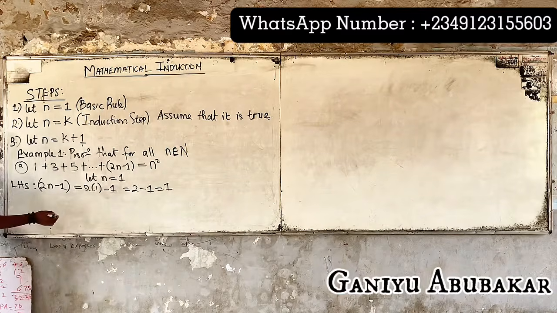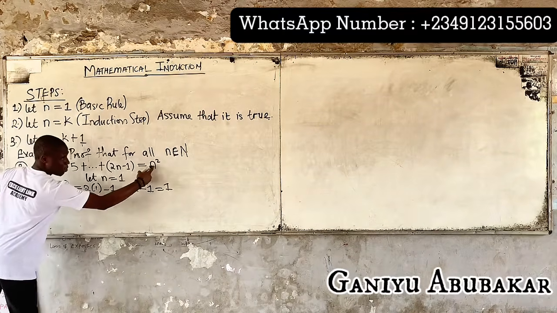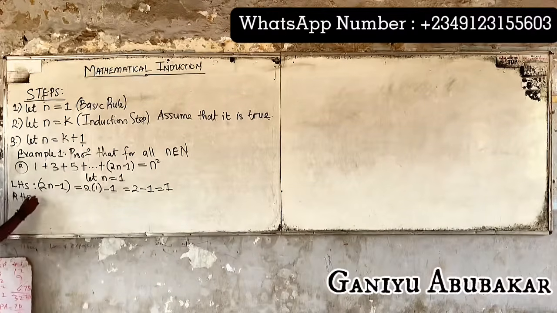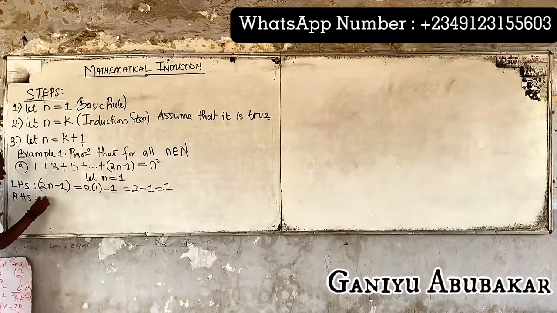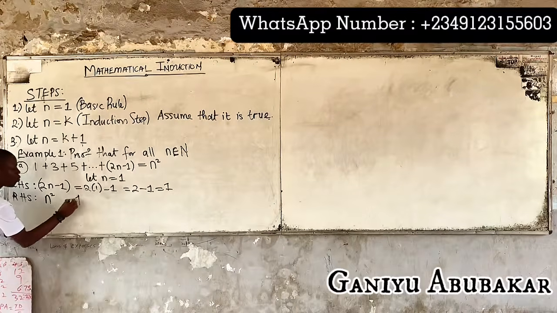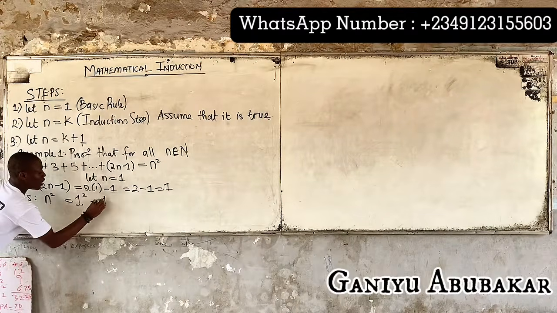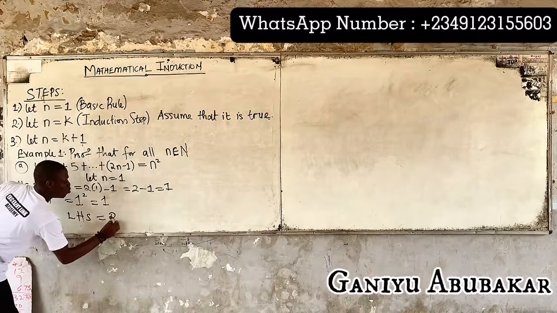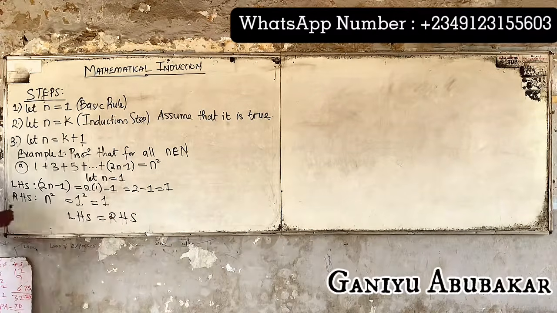Let's now look at the right hand side. This is my right hand side. What do I get? n squared, which is 1 squared, which will give 1. Observe that my left hand side is equal to the right hand side. Proved. This is proved. That's your step 1.